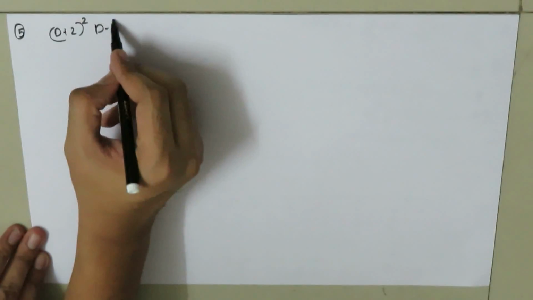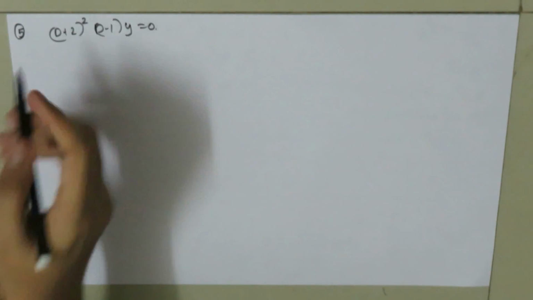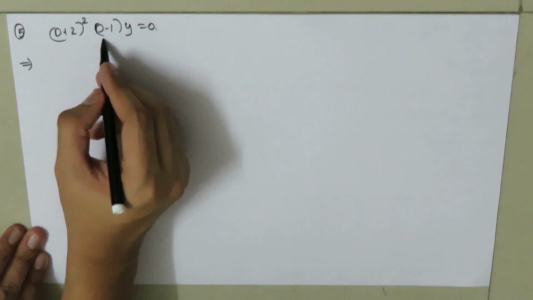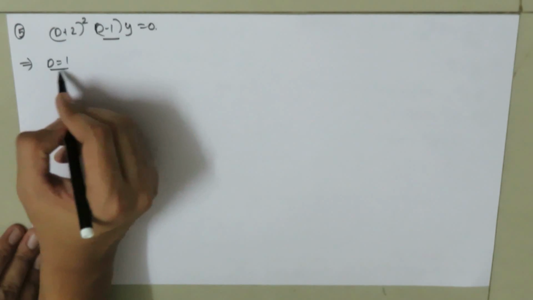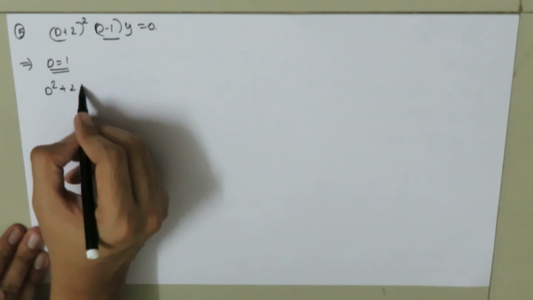Let's take another example. So the fifth one is (d plus 2) square times (d minus 1) times y is equal to 0. So from this equation we have got one root, that is d is equal to 1, and we can write this term as a square plus 2ab plus b square. So d square plus 4d plus 4 is equal to 0.